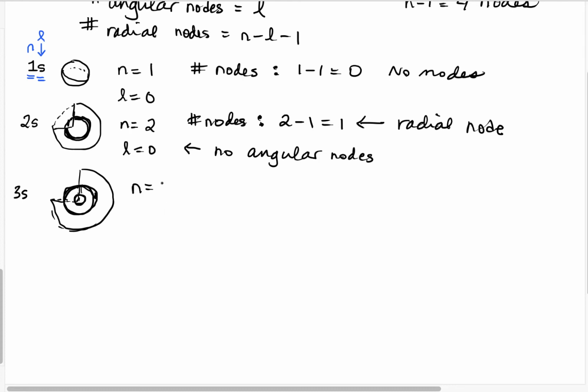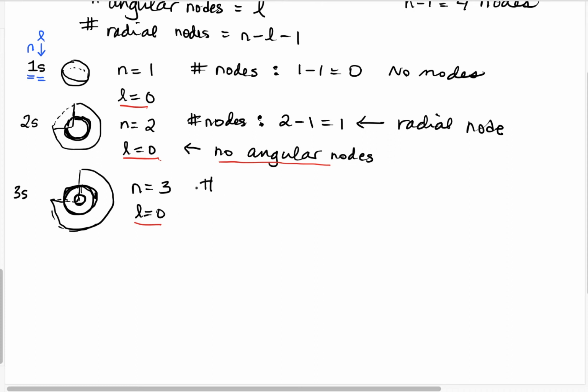N is equal to 3 for the 3s orbital, but L is still equal to 0. So let's take a look. Since L is equal to 0, we concluded that there were no angular nodes, and that's still going to be true. It's true for all of them. There are no angular nodes in the 1s orbitals, or excuse me, in any of the s orbitals.